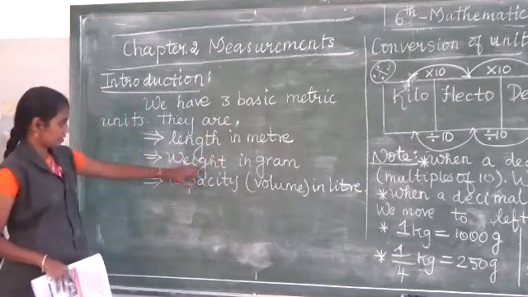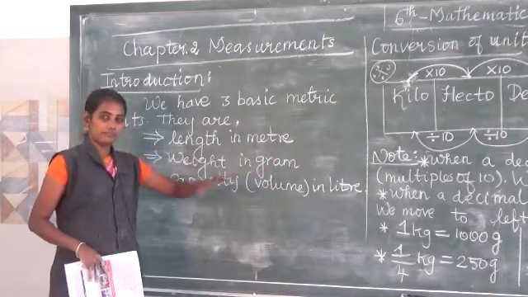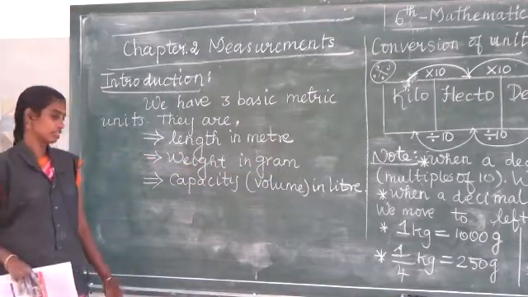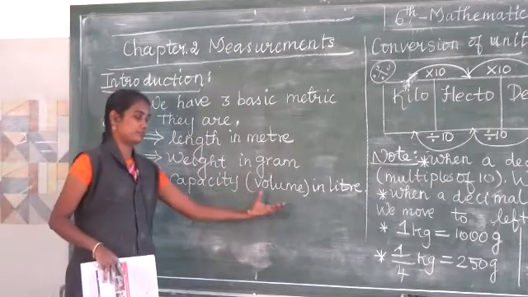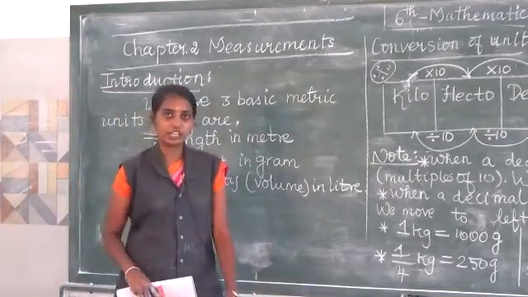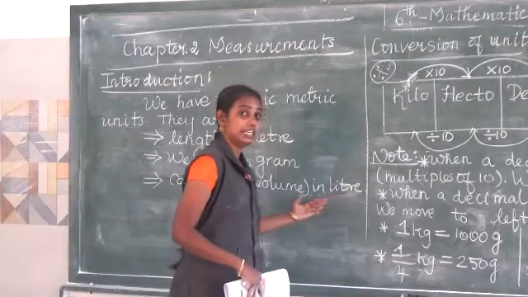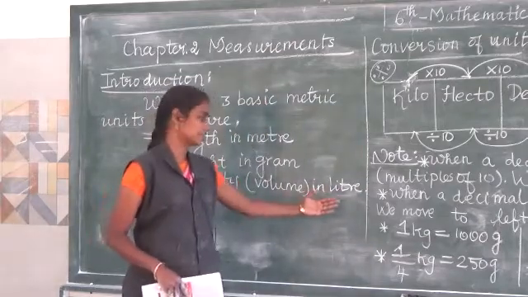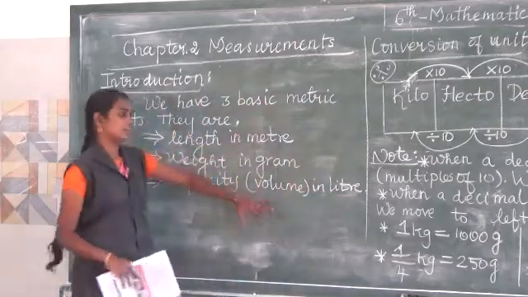Whenever you go for the weight, it is in the gram. Whenever it is capacity or volume, it means liquid items. Liquid items, everything we are going in the liter. So these 3 are very important.